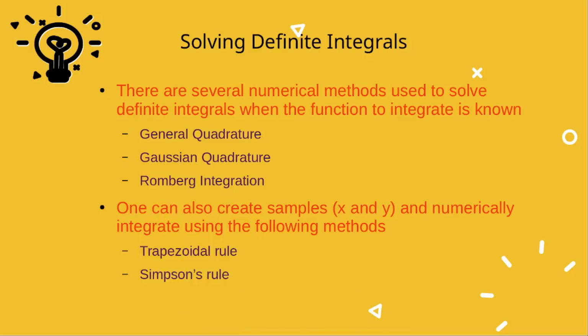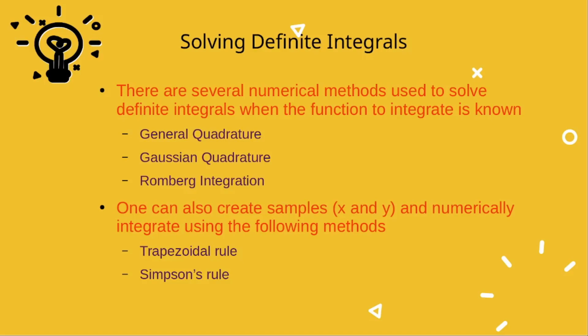So how do we solve definite integrals numerically? There are several methods that are used to solve them. Here I'm going to list a few. The general quadrature, also known as the adaptive quadrature, is one of the widely used methods for solving definite integrals when your integration function is known. You can also use Gaussian quadrature, which is a slightly simpler approach than the general quadrature to perform numerical integration. There are other techniques such as the Romberg integration, which also uses a series solution to solve your definite integral.